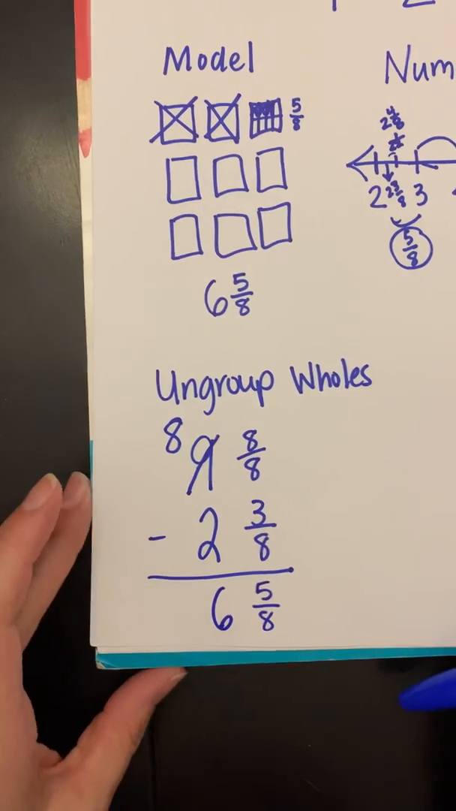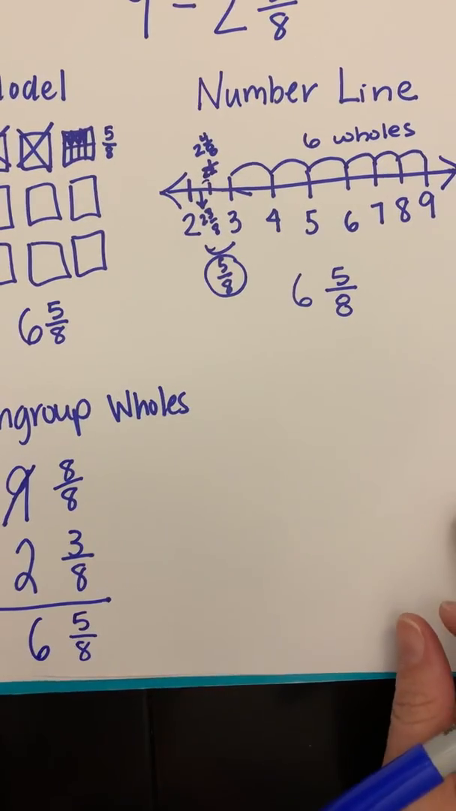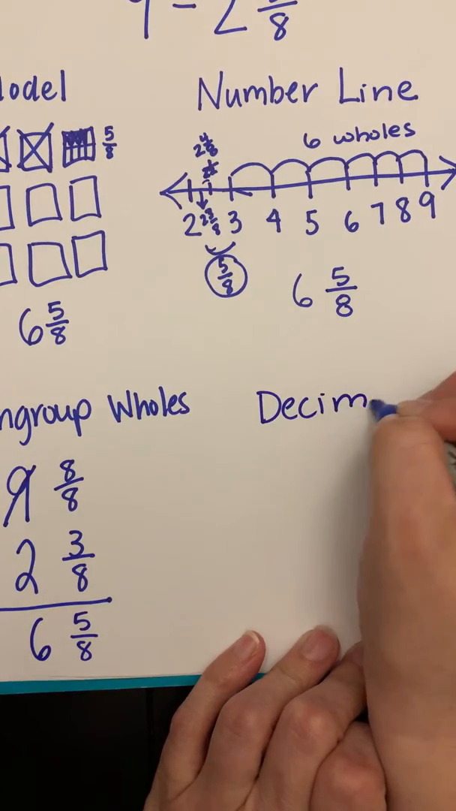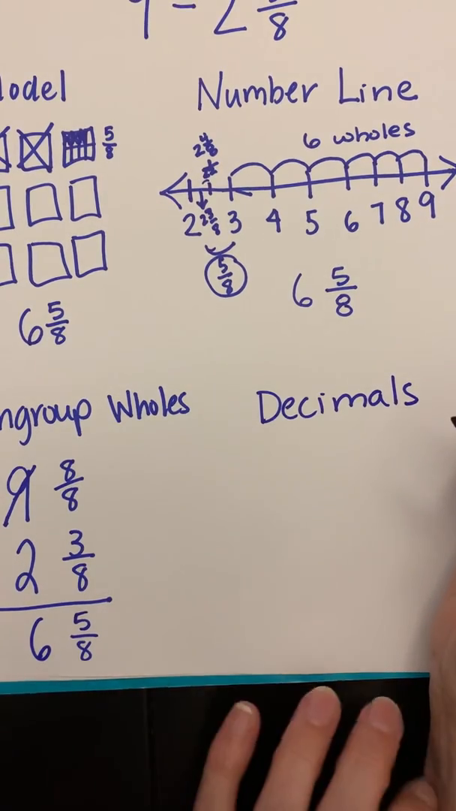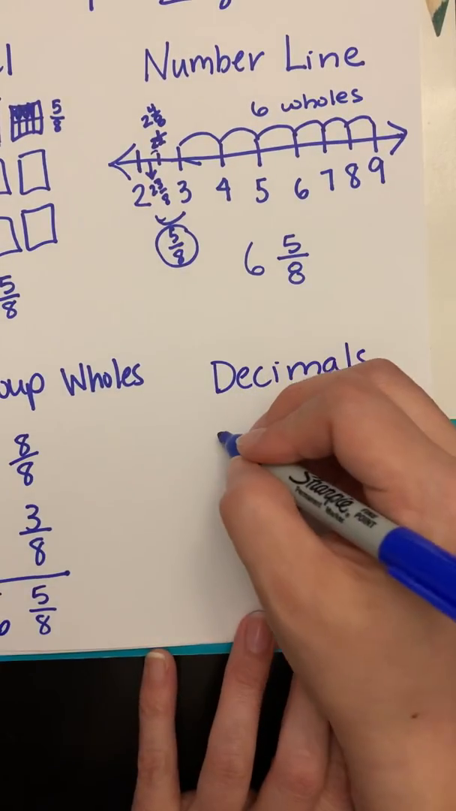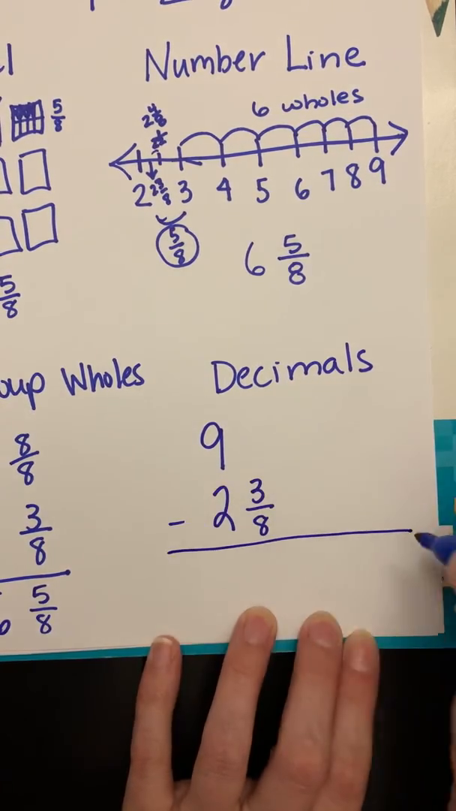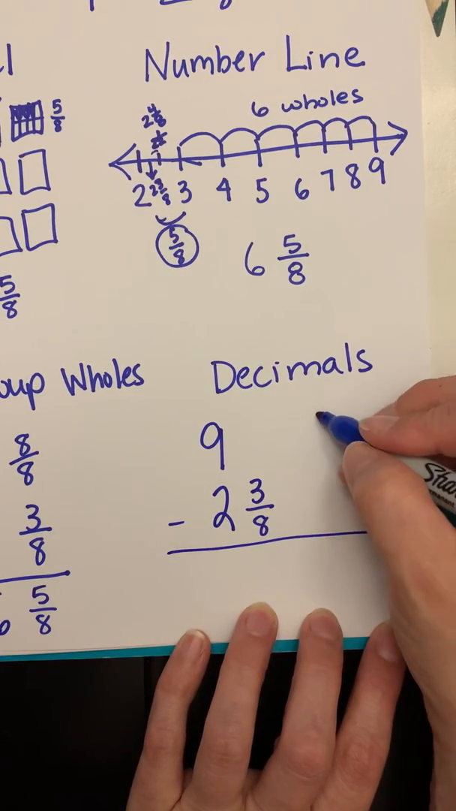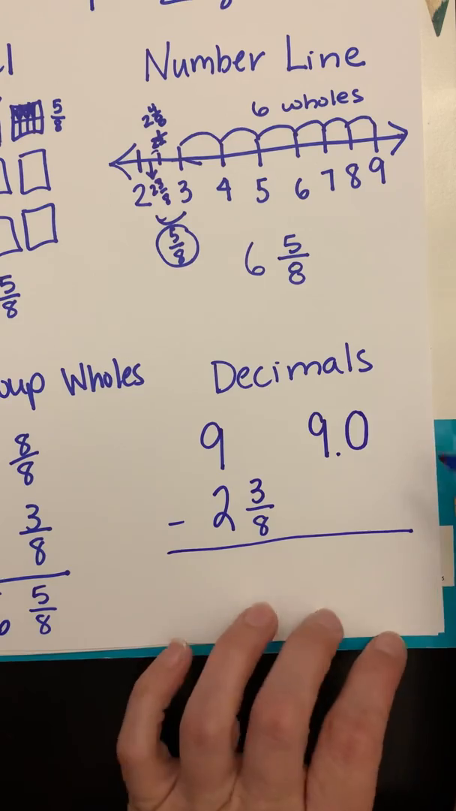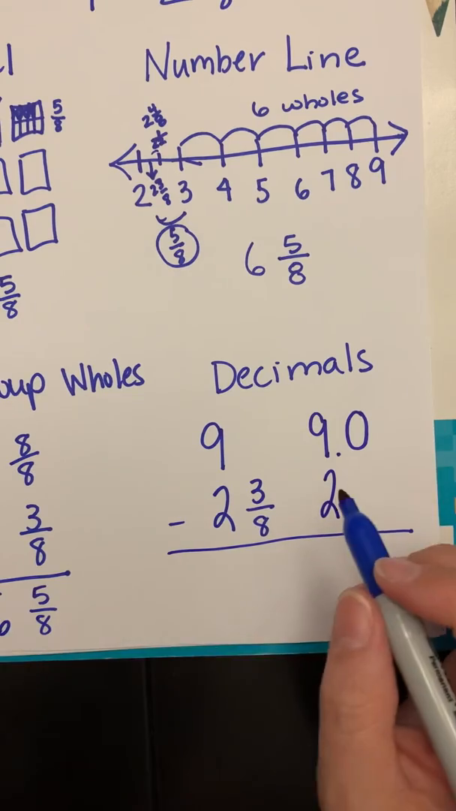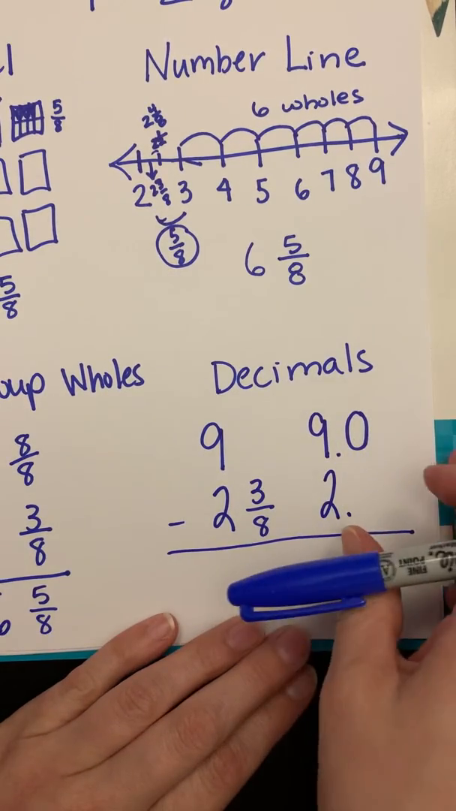Okay. And then finally, a method that students like to do is to make their fractions into decimals. And that is a really great strategy as well. So we have 9 wholes minus 2 and 3/8. Well, 9 is a whole number, so we're just going to make 9.0. And then we have 2 and 3/8. Well, how do we make 3/8 a decimal? We make 3/8 a decimal by doing a little bit of division, and I'm just going to get some scratch paper right here to do that.